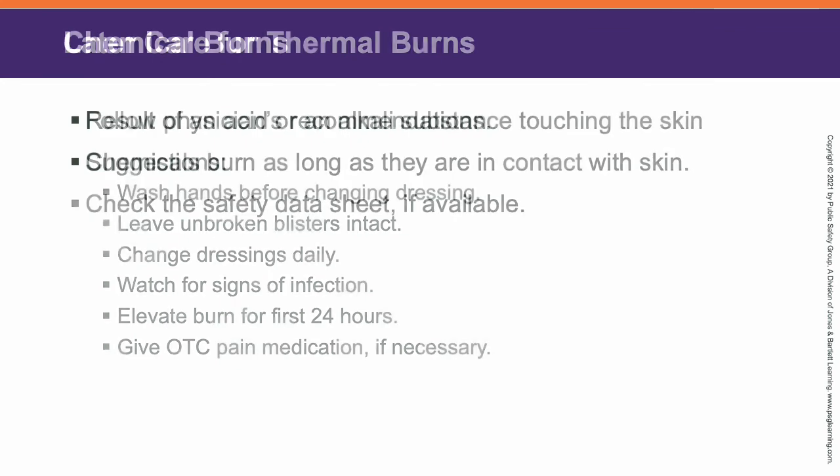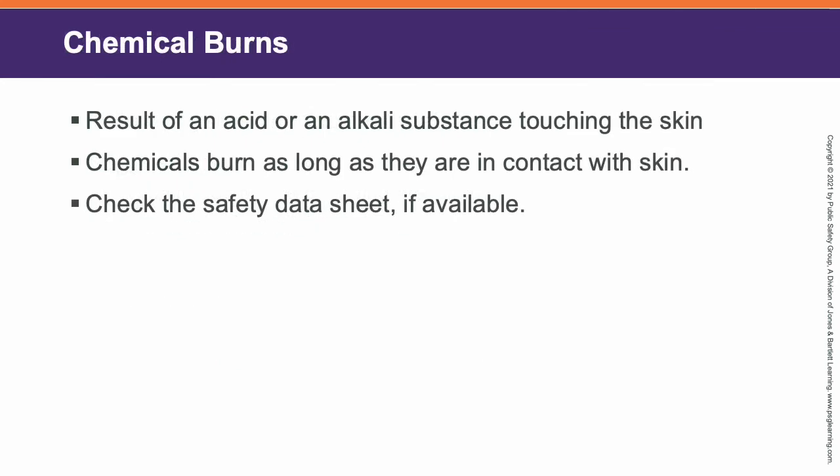Okay, now we're going to talk about chemical burns. Like I talked about earlier, chemical burns come from some sort of chemical that is very acidic or alkaline, that reacts with the skin and causes a burn. Now, one thing to keep in mind is as long as those chemicals are in contact with the skin, they'll continue to burn. So it's important to remove that chemical as quickly and easily as possible, without hurting yourself.